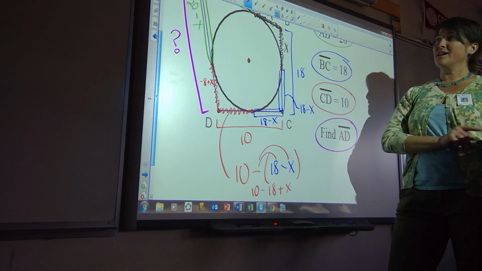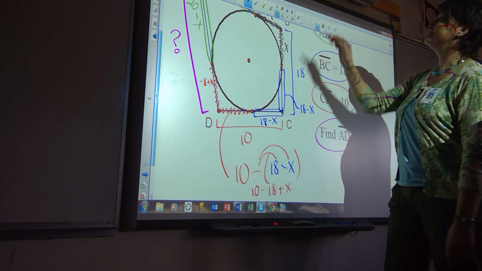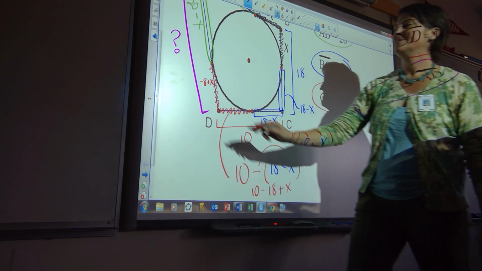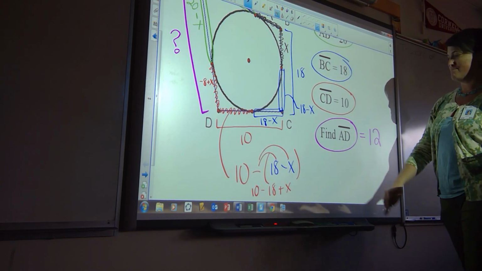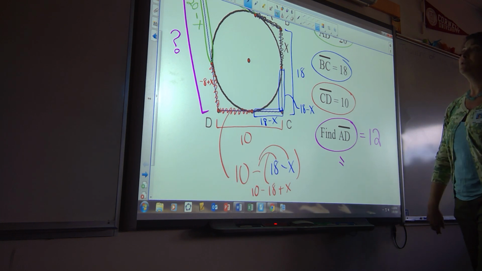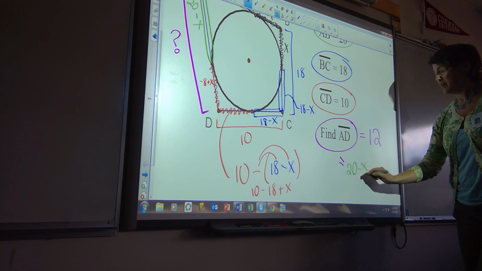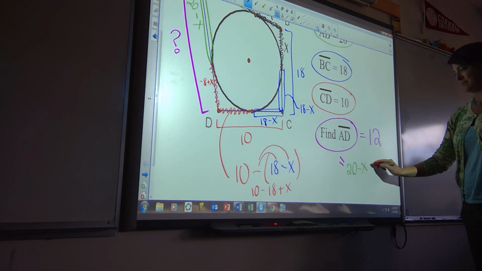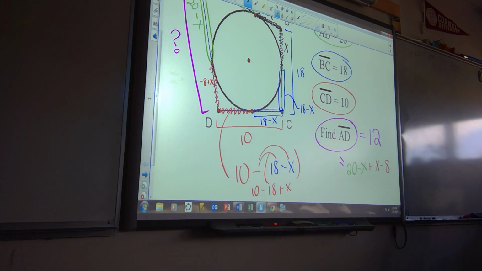So now the pink thing is the green plus the red. Oh, it's 12. Yeah. So this is 12 because it's equal to the 20 minus X together with the X minus 8. The X's cancel each other out and you get 20 minus 8.